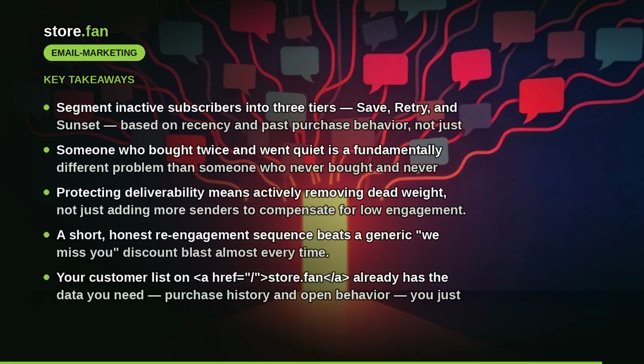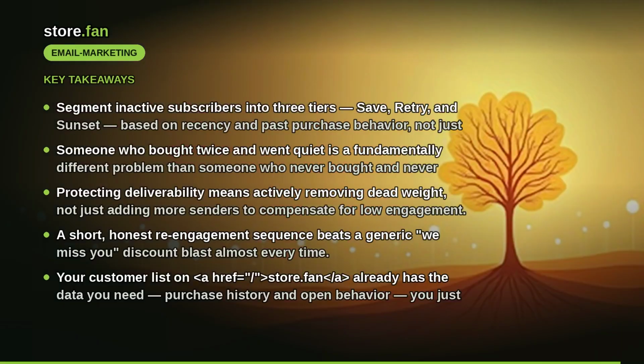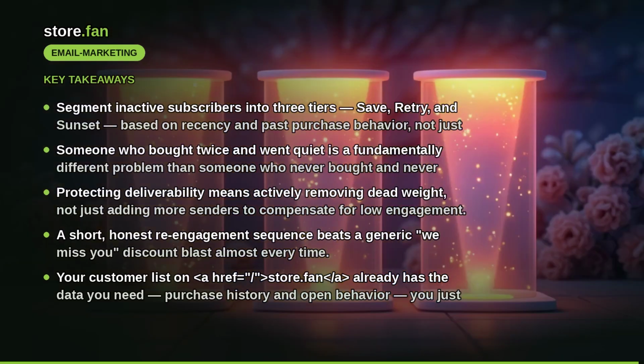Key takeaways. Segment inactive subscribers into 3 tiers: save, retry, and sunset, based on recency and past purchase behavior, not just haven't opened lately. Someone who bought twice and went quiet is a fundamentally different problem than someone who never bought and never opened a single email. Protecting deliverability means actively removing dead weight, not just adding more senders to compensate for low engagement. A short, honest re-engagement sequence beats a generic, "we miss you" discount blast almost every time.